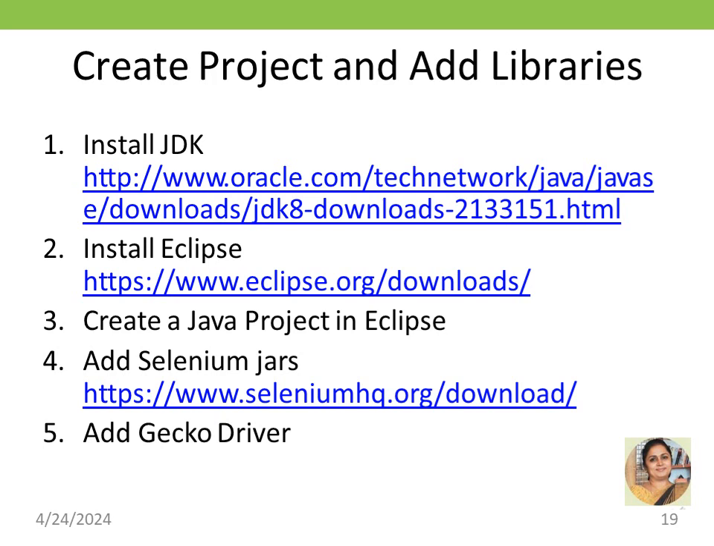We have to create projects, and some libraries have to be installed. The first to install is the JDK, that is, basic Java. After that, Eclipse has to be installed, and we create a Java project in Eclipse and add some Selenium jar files. Depending upon your operating system, there are different versions of the Selenium jar files. We have to install them, keep them in your bin folder, and then add the Gecko driver whenever you use Firefox.